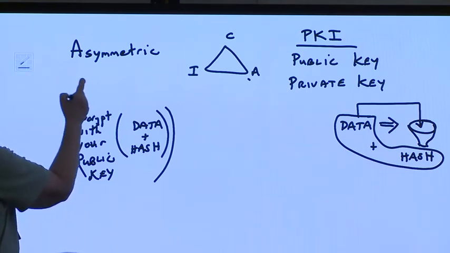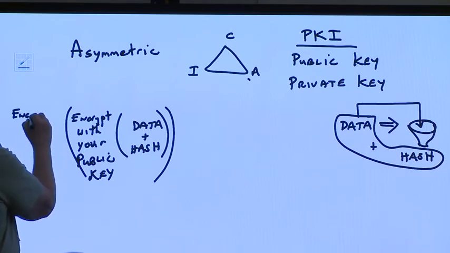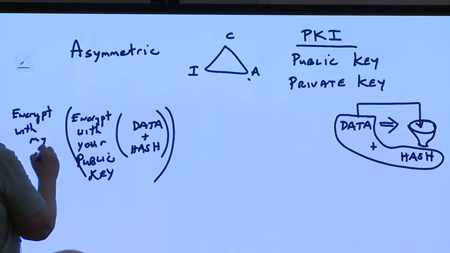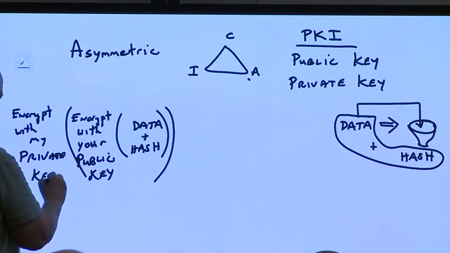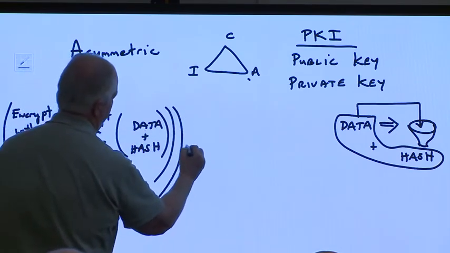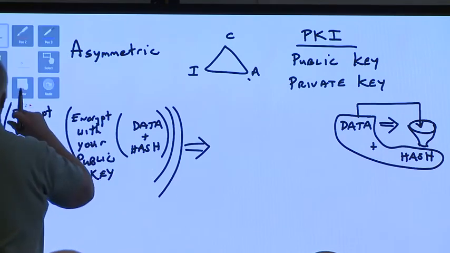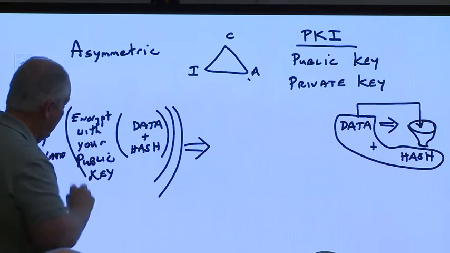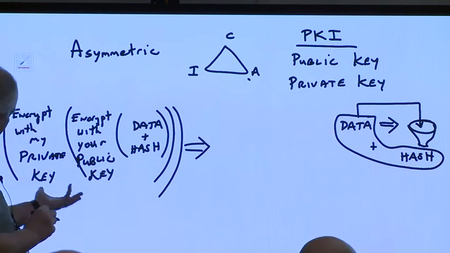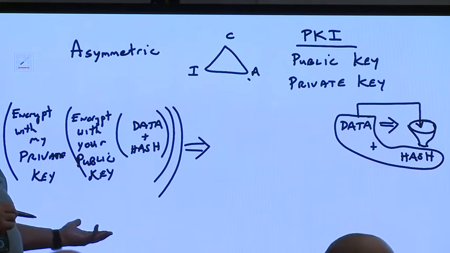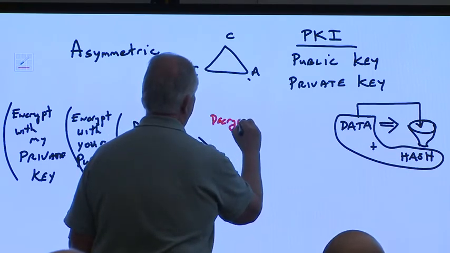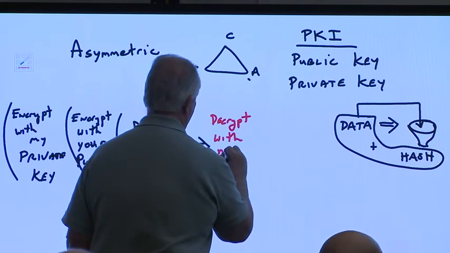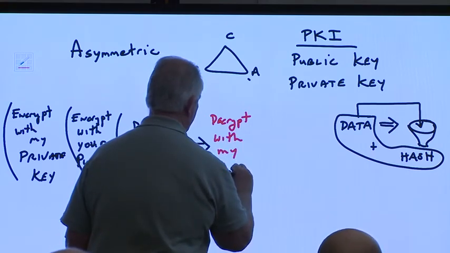So now I want to go ahead and take care of the authentication side. So now I will encrypt with my private key. I will then send this off to you. So once you receive it, now we start on the outside. I've encrypted the outside of this with my private key. The only thing that'll decrypt this would be my public key. So we will now decrypt with my public key.